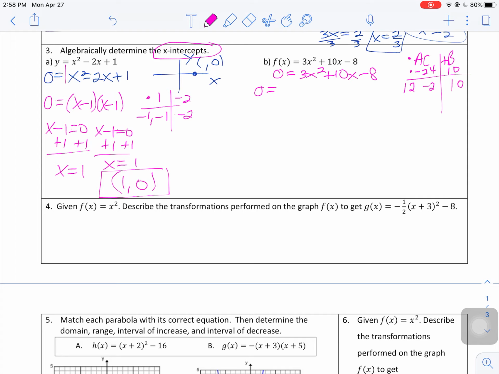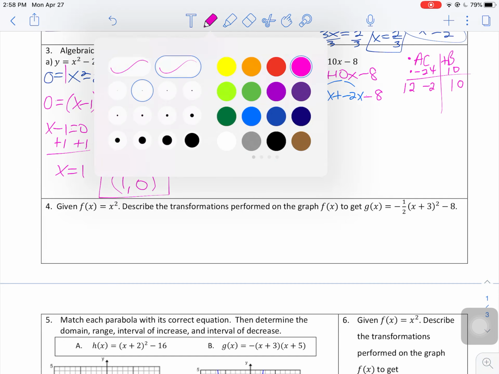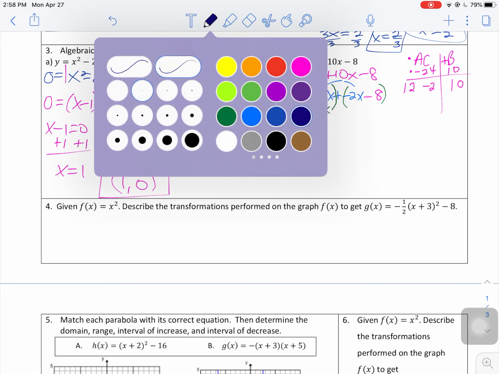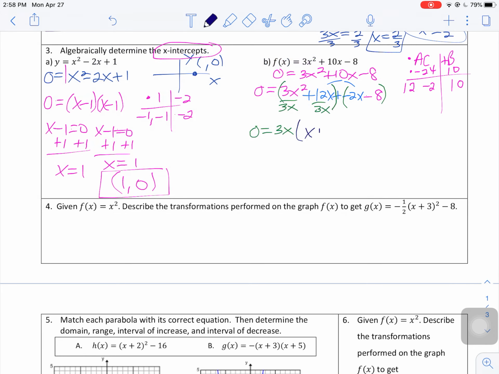So I'm going to drag down my 0 equals 3x squared. I'm going to split my middle 10x term into 12x plus -2x. And then I'm going to drag down my -8 in the back. Then this turns into factor by grouping that we've been seeing a lot of recently. First set of parentheses, I see a GCF of 3x. So I'm going to factor out a 3x in the front. Leftovers are x plus 4.